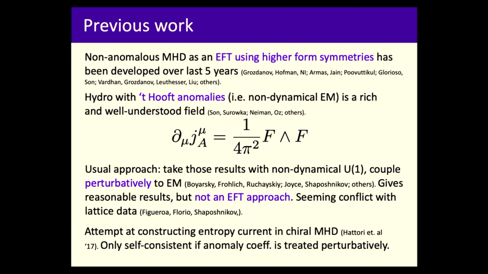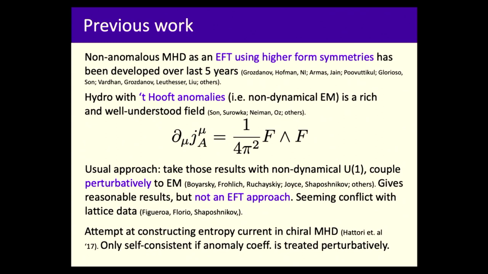And finally, there has been one attempt, I would say, which is completely universal, trying to basically combine this approach with the entropy current and this non-conservation equation. They tried to do hydro in a systematic way. It's a very interesting paper, but it's only self-consistent if the anomaly coefficient is treated perturbatively, in other words, as a small parameter. That's just not the case, because the anomaly coefficient is an integer. Okay? So this, again, gives very reasonable results, but I think there should be a more universal theory still.